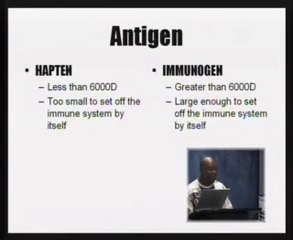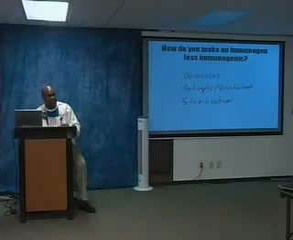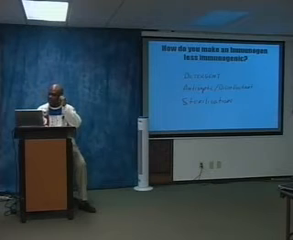All right, so immunogen, I can't change the size, can I? Because the size is a fixed amount. Everybody with me? Can't change the size, but I can change how much of it you come in contact with. How am I going to do that? 3 ways. I'm going to use a detergent, disinfectant / antiseptic, or a sterilization process to do so. You understand, Rebecca? These are 3 ways to decrease the number of immunogens that enter your body.